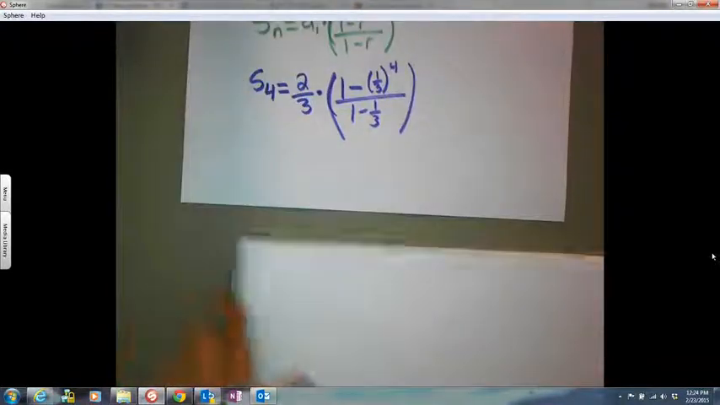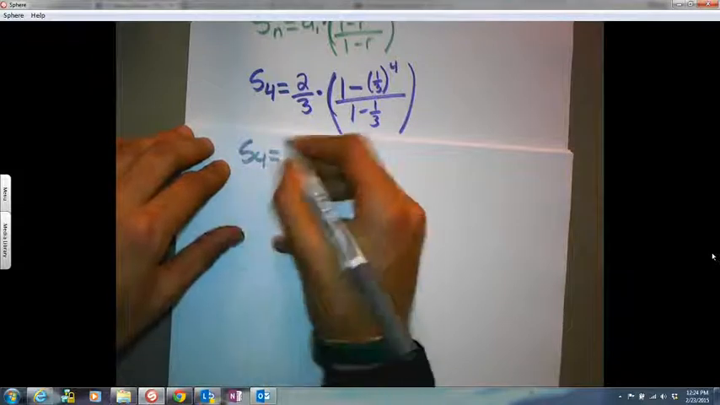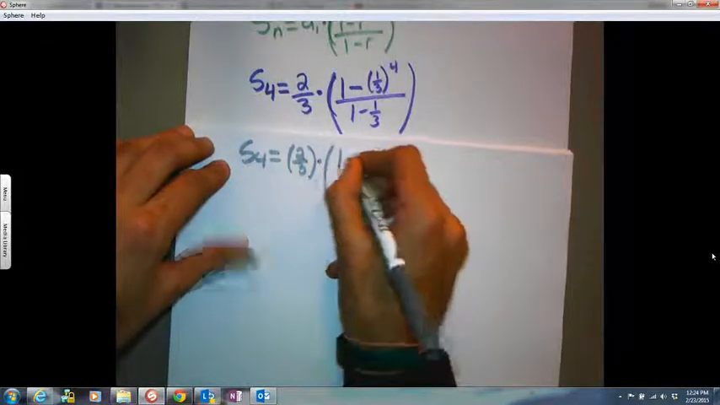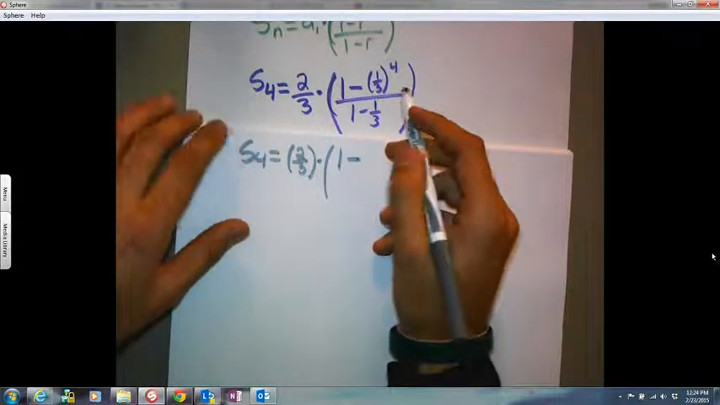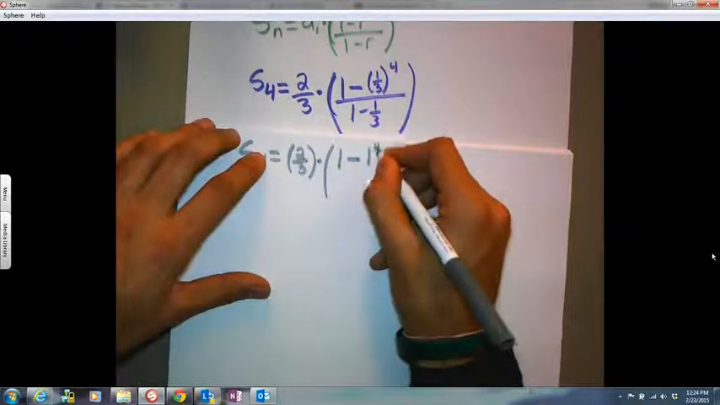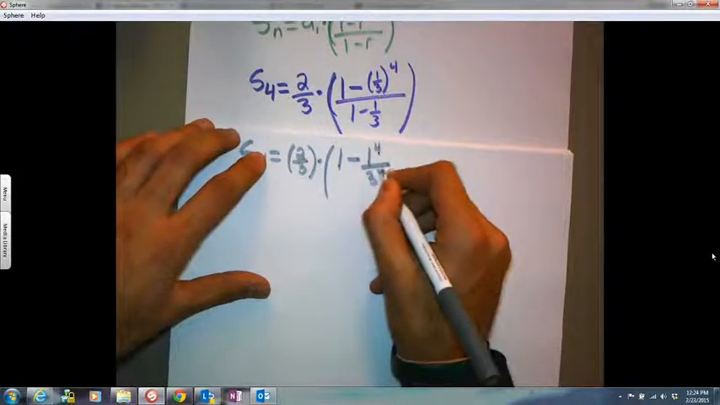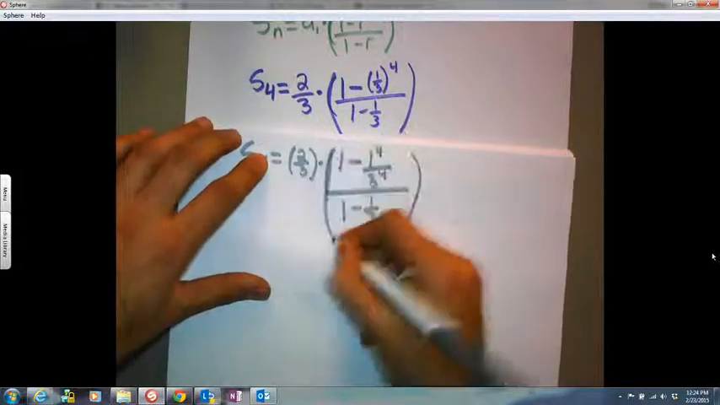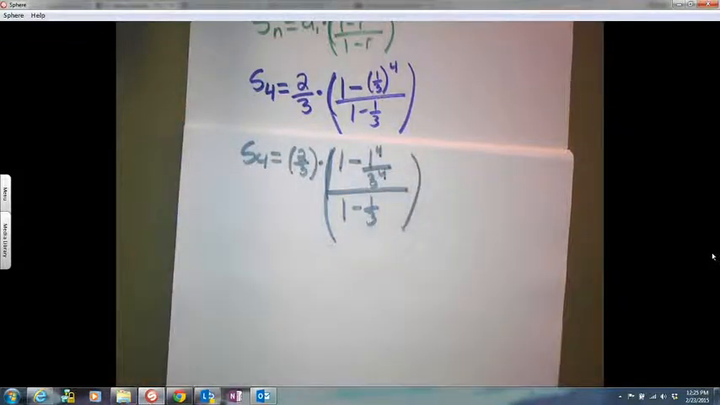Well, S4 equals 2/3 times 1 minus, a very nice exponent property that you're going to want to know is that 1/3 to the 4th power is the same as this: 1 to the 4th over 3 to the 4th. Now, we can of course simplify the bottom.